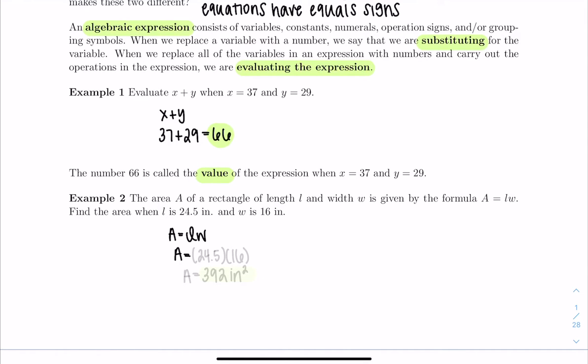Well, our L in this case was 24.5, and my width is 16, and 24.5 times 16, that's going to give me 392. This was given in inches, and when we talk about area, it ends up being square units. So the answer would be 392 square inches.